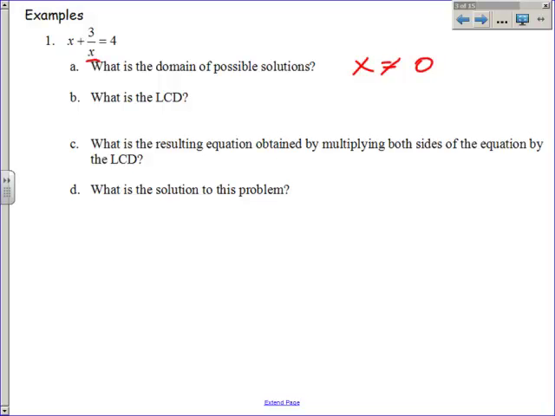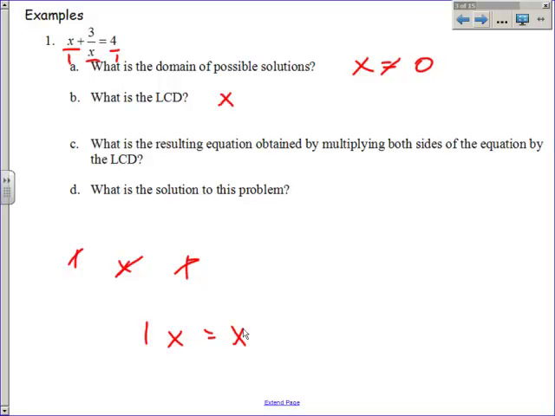Now next, what is the least common denominator? Well, I'm going to rewrite x as x over 1. I'm going to rewrite 4 as 4 over 1. And then I look at my denominators. I have 1, x, and 1. So 1 has to be a factor. I can cross out the 1's. X has to be a factor. That takes care of everything. My least common denominator is just going to be x.